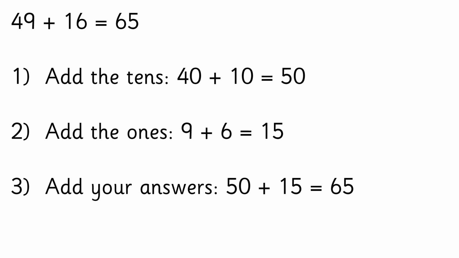Now, I know that breaking it down into 3 steps might seem like a really long process, but eventually you'll be able to do this in your head. You won't need to break it down into the 3 steps, step by step. You'll know that if you did 49 add 16, you would add the 10s, add the 1s, and then add them all together. Okay, so I'd like you to have a go at using that method.